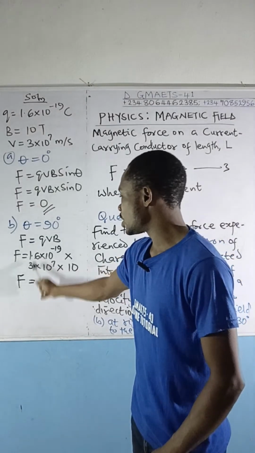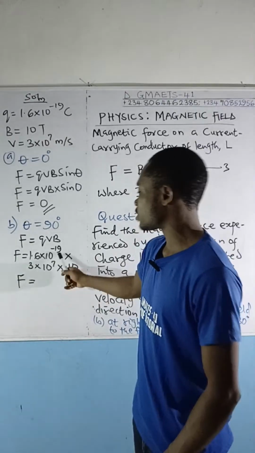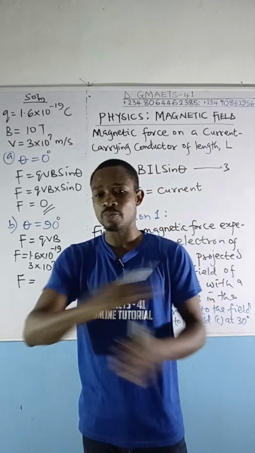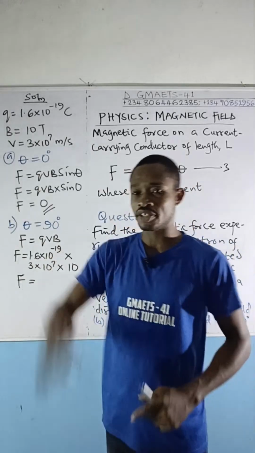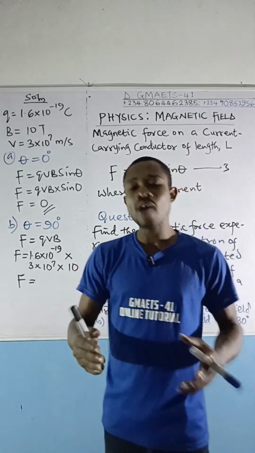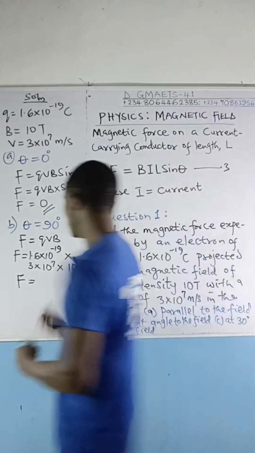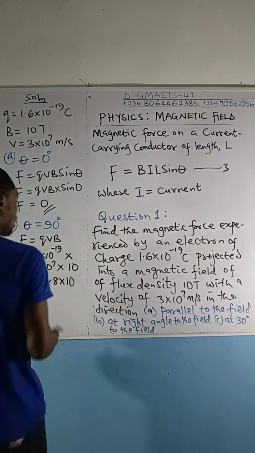Multiply 1.6 by 3. This is times 10 to the power of minus 19, this is times 10 to the power of 7, this is times 10 to the power of 1. You can use the multiplication law of indices to handle all the terms. Pick one of the terms and add their powers. So let us focus on this 1.6 times 3. If you multiply 1.6 times 3, you will get 4.8. So this is going to be 4.8 multiplied by 10 to the power of.